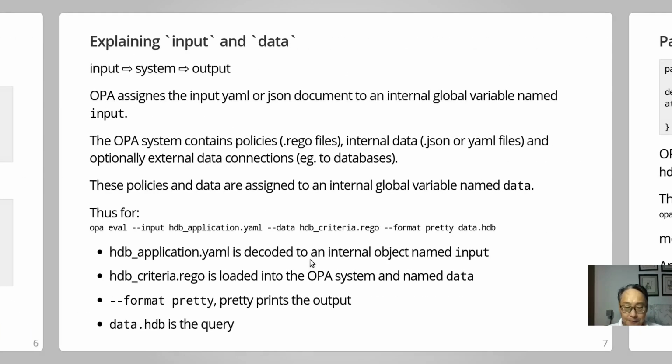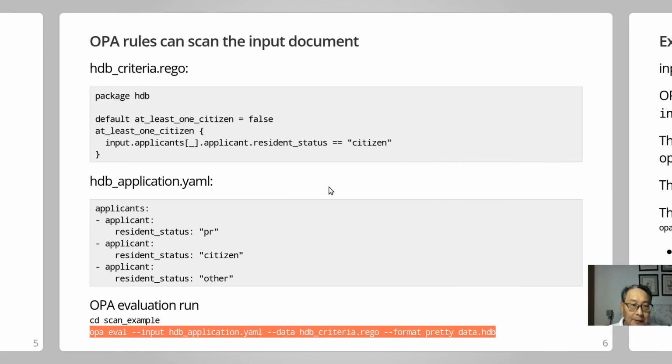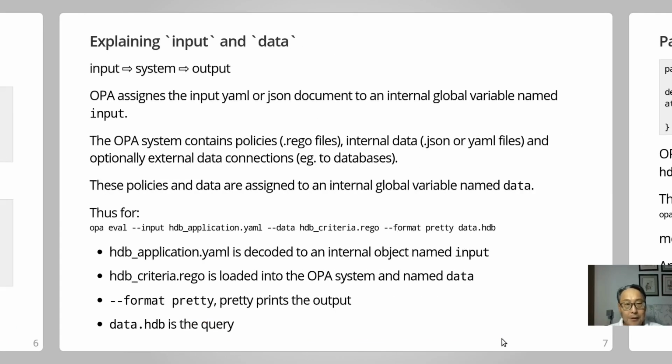So let's go back again. Input, data. Let's look at some of the things we glossed over. So input.applicants and data.hdb. So let's explain that. OPA assigns the YAML, in this case it is a YAML document, to an internal global variable named input. That's why input.applicants.